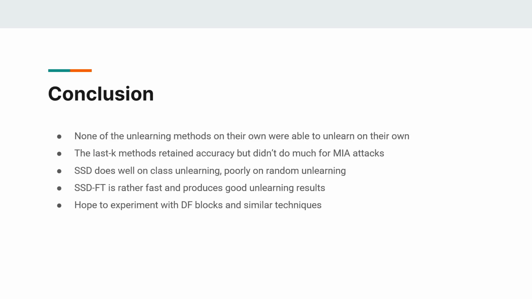So overall, none of the unlearning methods were able to unlearn on their own. The last K methods retained accuracy, but didn't do much for MIA attacks. And SSD does well on class unlearning, so on forgetting a class, but poorly on a random forget set. So by combining SSD and fine-tuning, it's fast and it produces good unlearning results, and we hope to experiment with the DF blocks and similar techniques in the future.